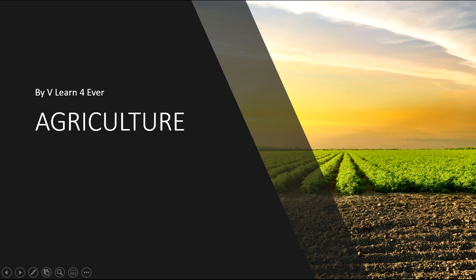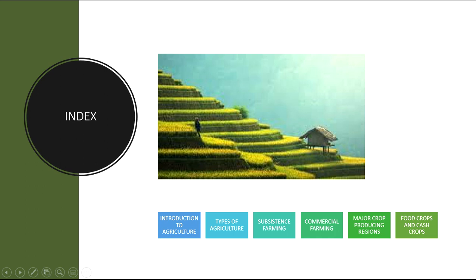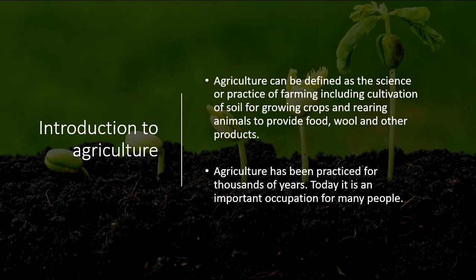Hello everyone. Today we are going to learn about agriculture. Today we are going to study about agriculture, types of agriculture, subsistence farming, commercial farming, major crop producing regions, food crops and cash crops. So first, introduction to agriculture.